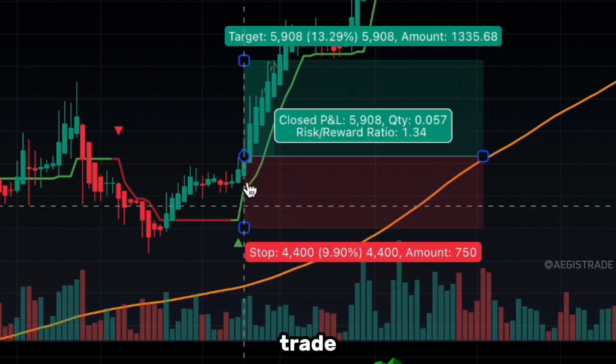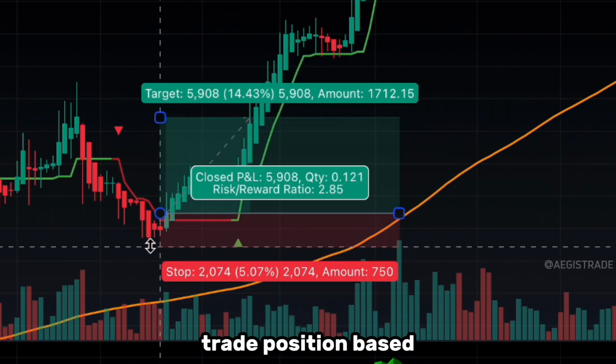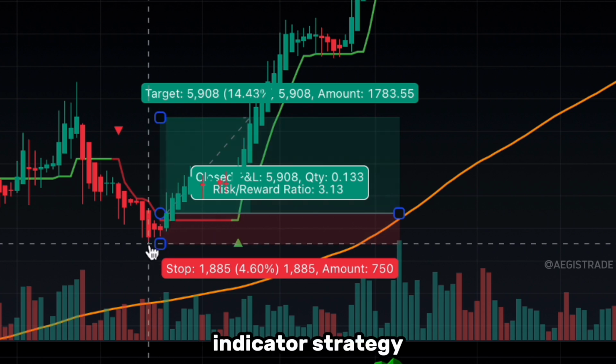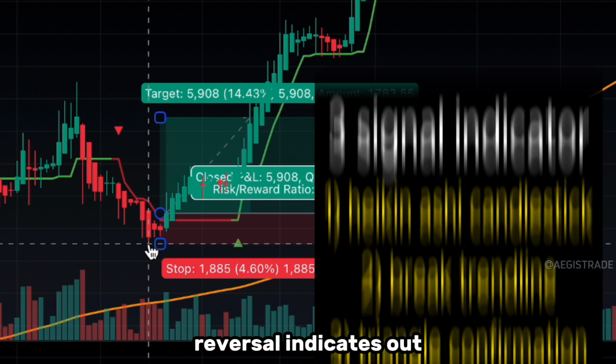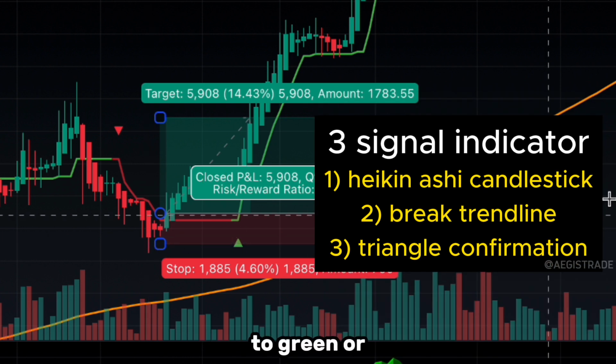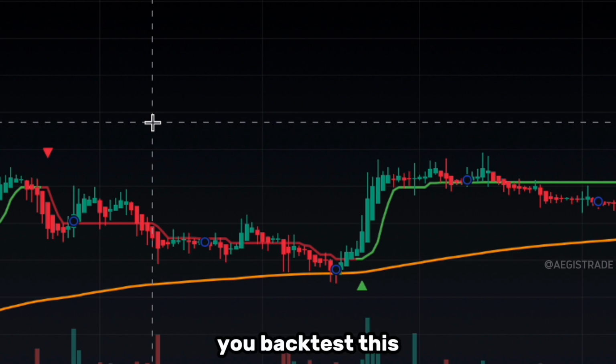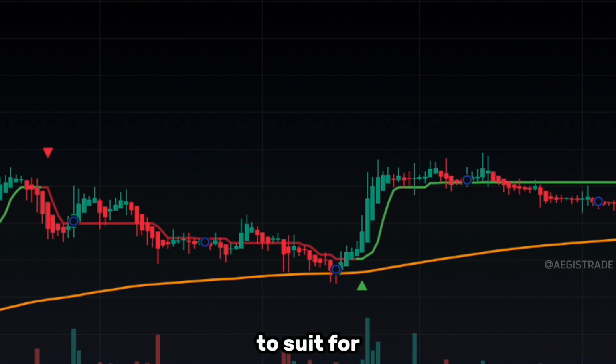Basically, this is how we can plan to trade a reversal position based on this trading indicator strategy. We need to focus on three reversal indicators. First, the Heikin Ashi reversal candlestick from red to green or green to red. Second, the breakage of the trend line from the chart pattern. Lastly, the bullish or bearish triangle signal shows the trend confirmation. Make sure that you backtest this trading strategy to suit your own trading plan.